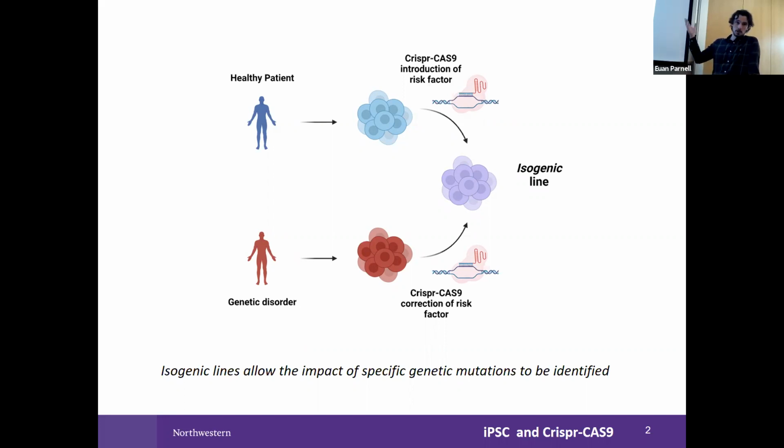And so I'm going to talk about these isogenic lines in the talk, and we've used the top route to show the sufficiency of the mutation involved in schizophrenia. And we've introduced this genetic risk factor to try and model schizophrenia.